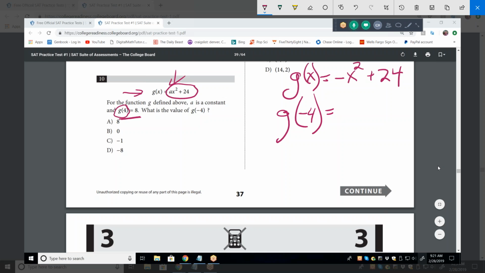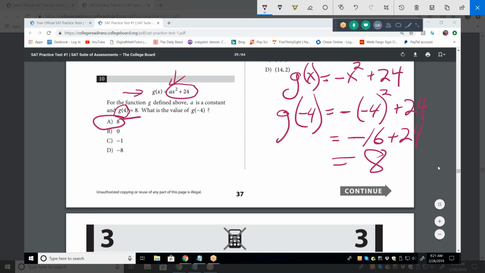Okay, so negative in parentheses, -4 squared. Good. That's where the possibility of a mistake comes from. Those first lines. Now simplify. Always take care of your exponents first. What's -4 squared? 16. Okay, so what is here? -16. Plus 24. Answer A.